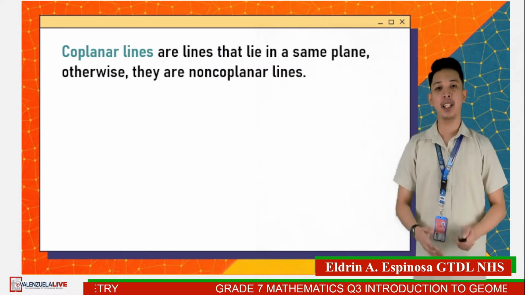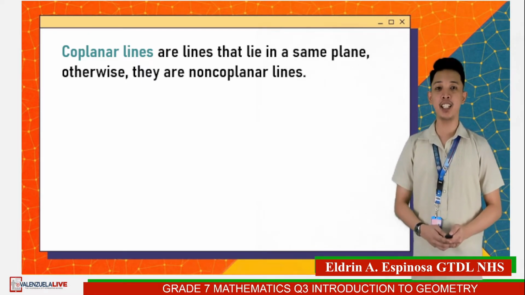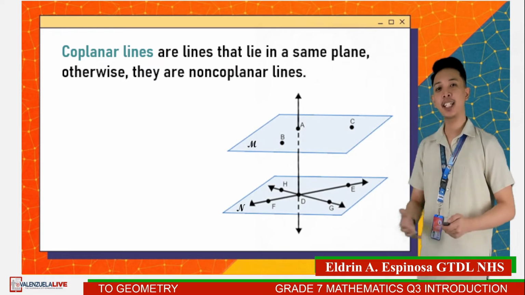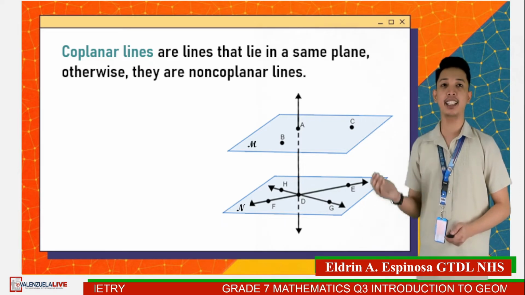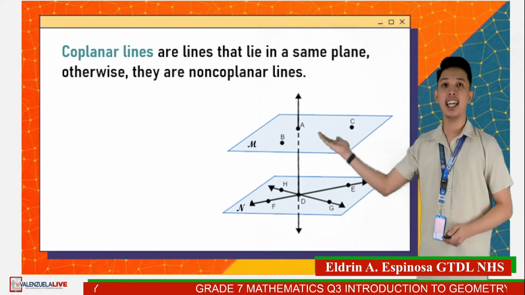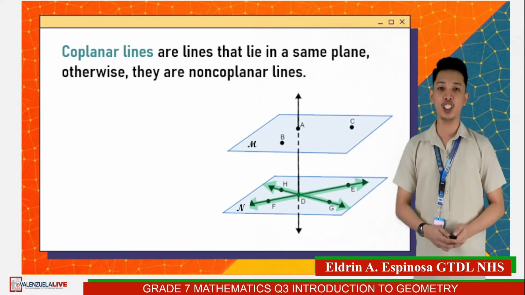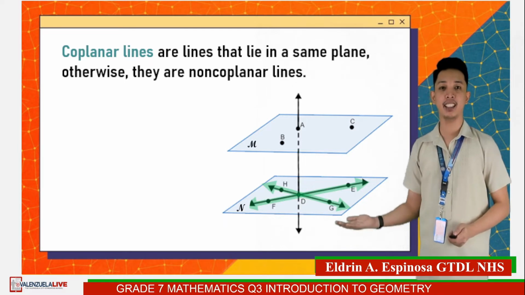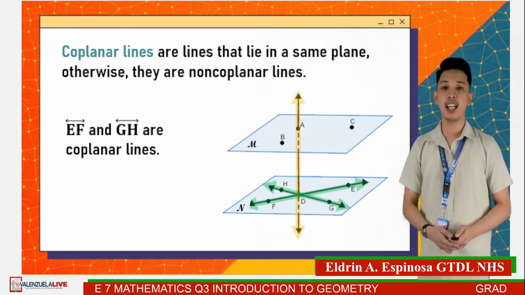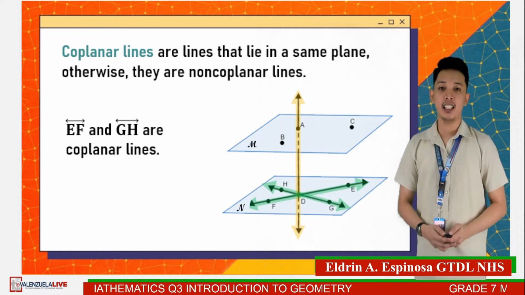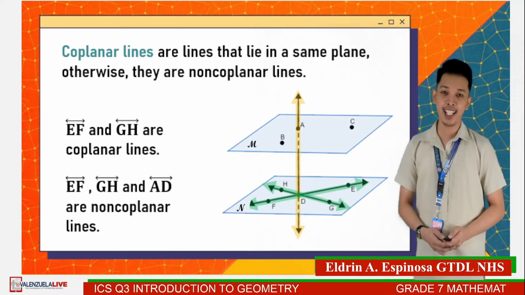Coplanar lines. Coplanar lines are lines that lie in the same plane. Otherwise, they are non-coplanar lines. In this figure, line AD intersects parallel planes M and N at points A and D. Lines EF and GH lie in the same plane N, so they are coplanar lines. Lines EF, GH, and AD do not lie in the same plane, so they are non-coplanar lines.